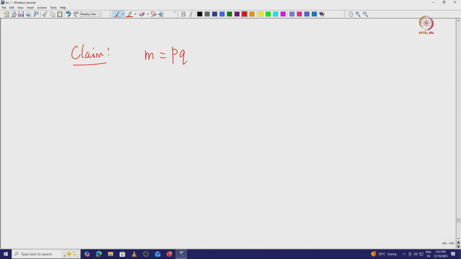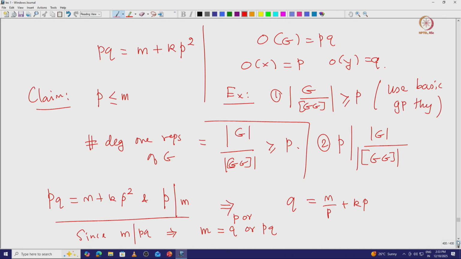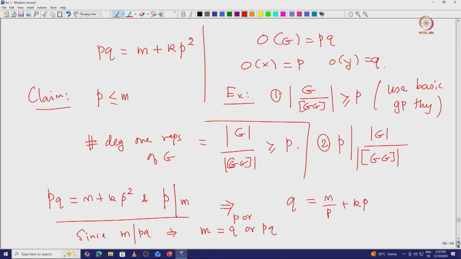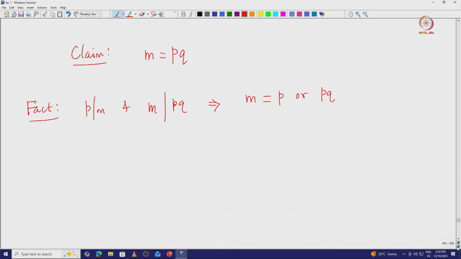So, why is this true? Let us see all possibilities. Since m divides pq and p divides m, these are all the things that we have already observed. So, p divides m and m divides pq. That would imply that m is either p or pq, because p actually divides m, so the possibility of q is not there. So, it is enough to prove m cannot be p.